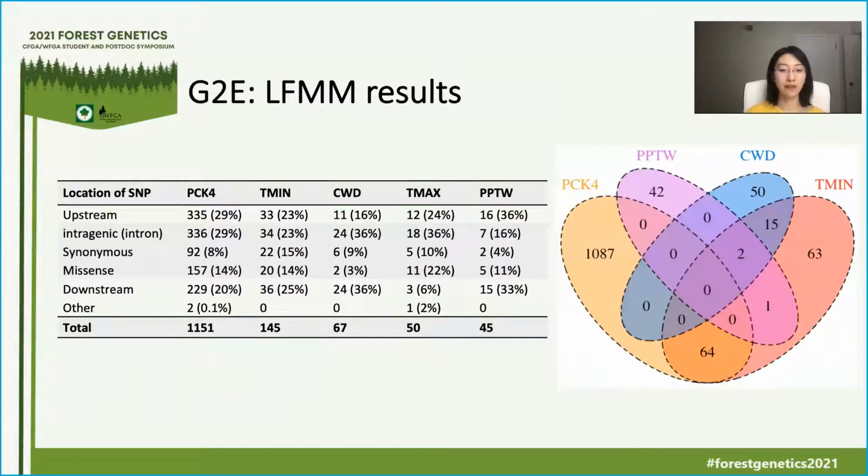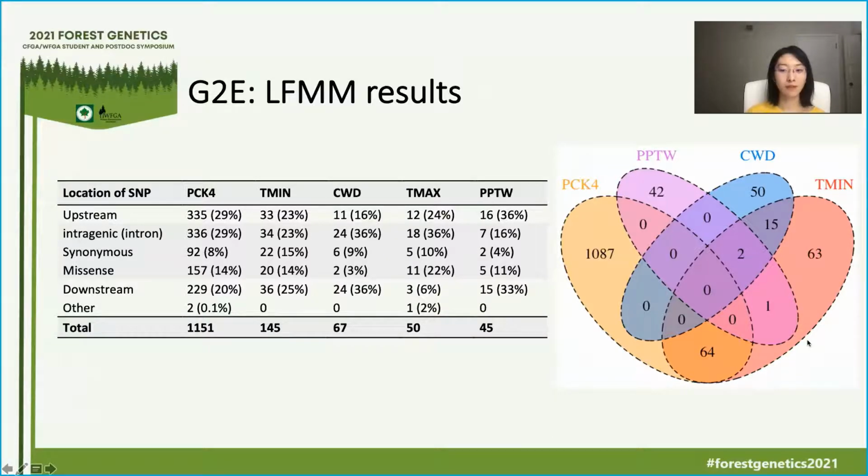Here is the result of G2E running with LFMM. The table on the left side shows the number of SNPs associated with the 5 chosen climatic variables, as well as the location of SNPs in genes. PCK4, April 1st snowpack, had the most associations, with TMIN, the minimum temperature of winter, having the next highest number of associations.